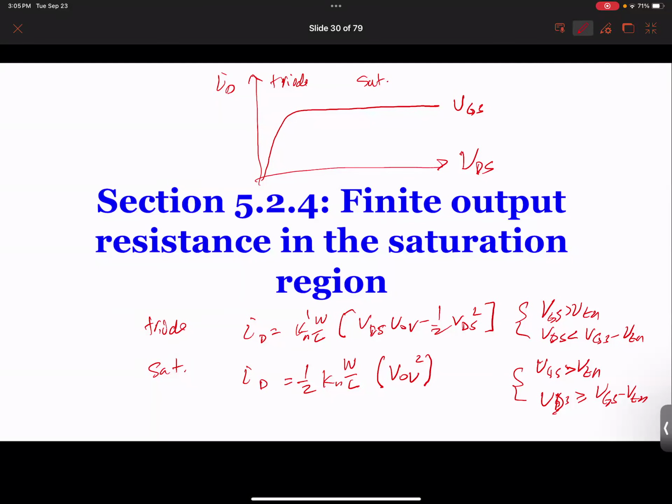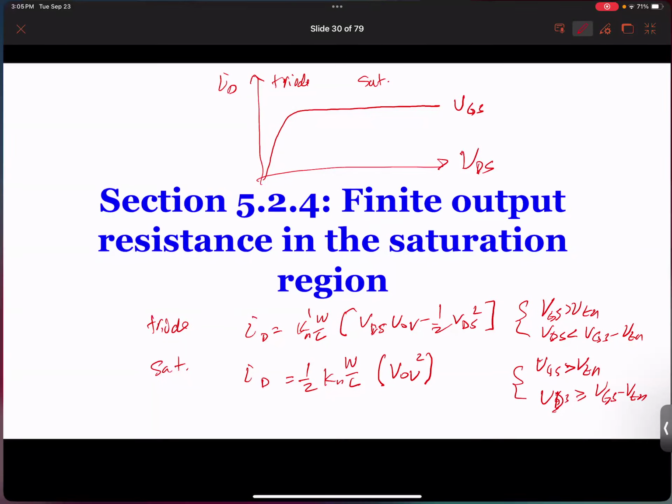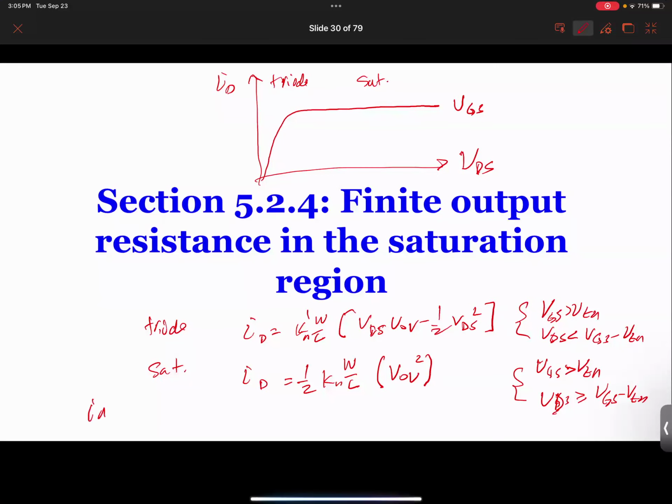So that is what we have so far. As you can see, as soon as it enters the saturation region, our assumption is that in the saturation region, ID is equal to a constant. And I want to point this out because this is what we have assumed so far.